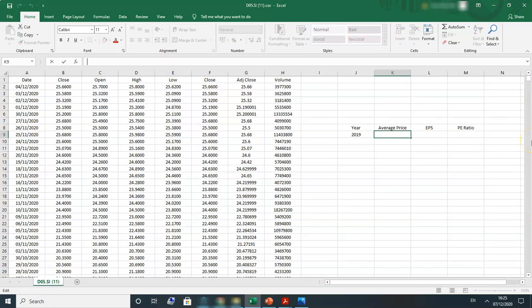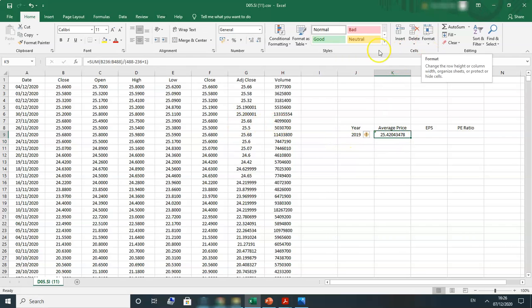The formula that we are going to use is: you sum up all the prices for that year and divide by the total number of days. As mentioned earlier, the cells are 236 to 488, and the number of days will be 488 minus 236 plus 1. We need to put in the equal sign to show that it is a formula. And we want to bring the number of decimal places down so that it's not so confusing.